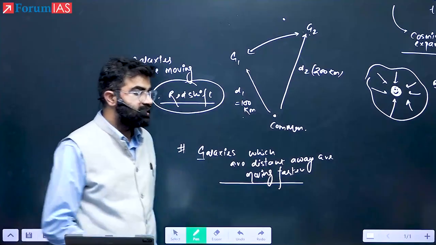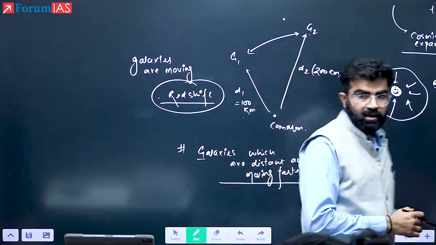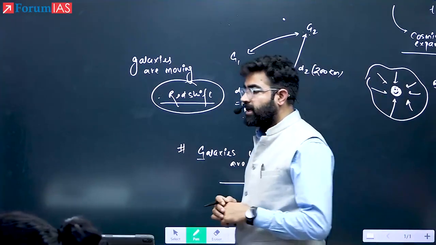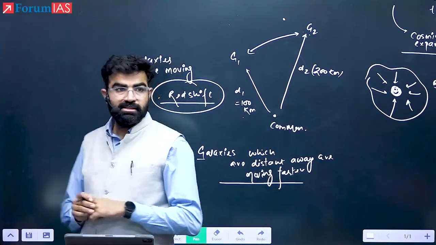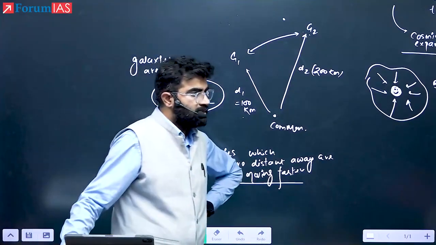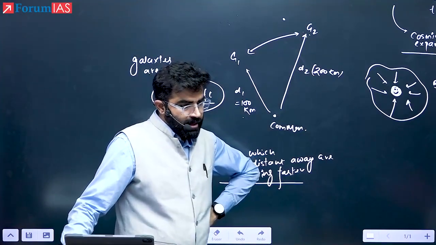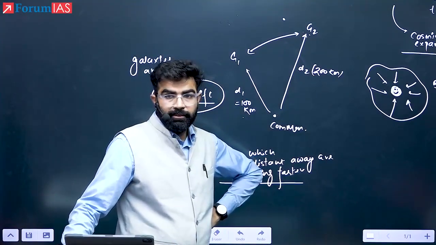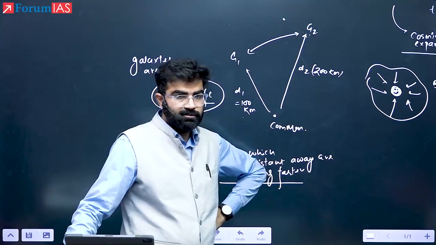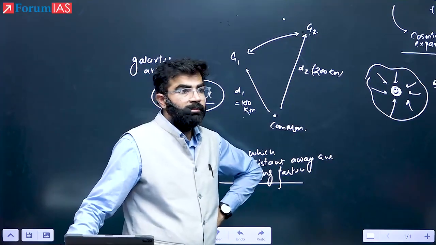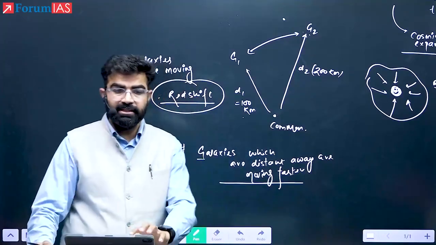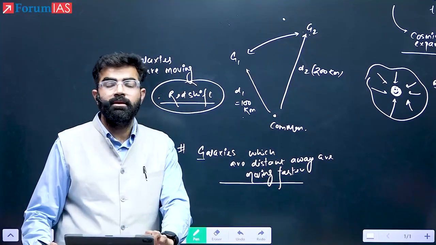Write down the evidences in favor of cosmic expansion or Edwin Hubble's theory. Number one, abundance of hydrogen and helium. That is the light elements, the lightest elements.